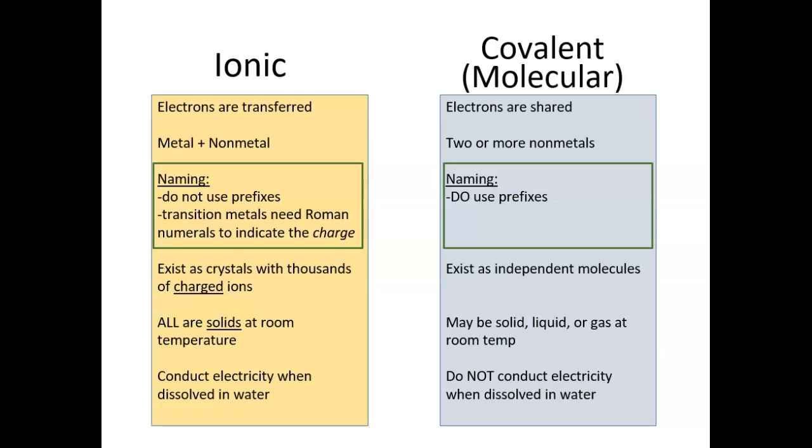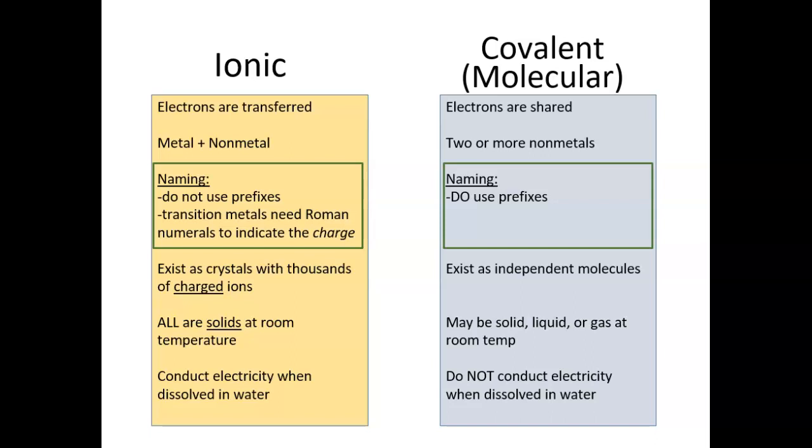Next, ionic compounds exist as crystals with thousands of charged ions. Covalent compounds exist as independent molecules, and that's why they're sometimes called molecular compounds instead of covalent compounds. Ionic compounds are always solid at room temperature. Covalent compounds may be solid, liquid, or gas at room temperature. And finally, ionic compounds conduct electricity when dissolved in water, and covalent compounds do not conduct electricity when dissolved in water.